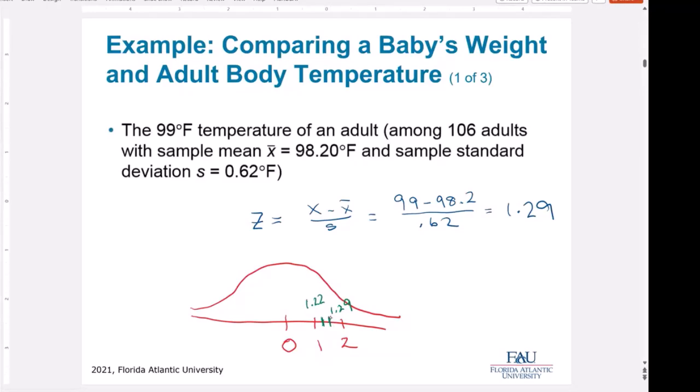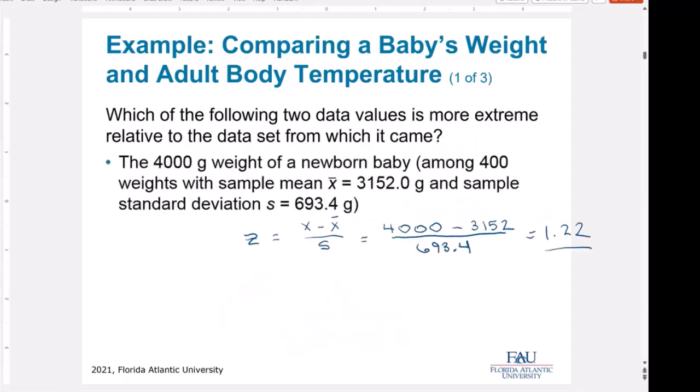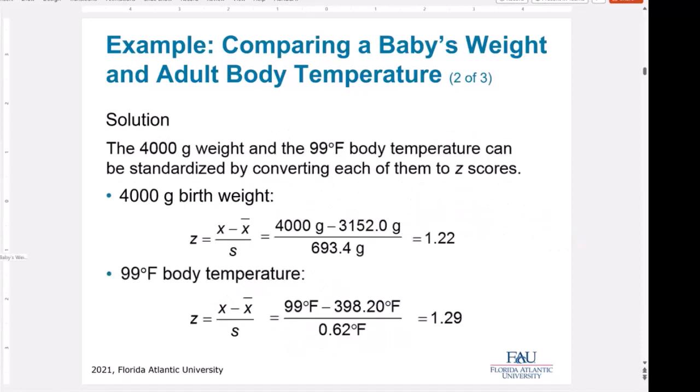Someone with a 99-degree temperature is more extreme than a baby who weighs 4,000 grams. It's not that they're extreme, it's just that this number is larger than this number, so this one is more extreme. Not significantly high or significantly low, but more extreme.